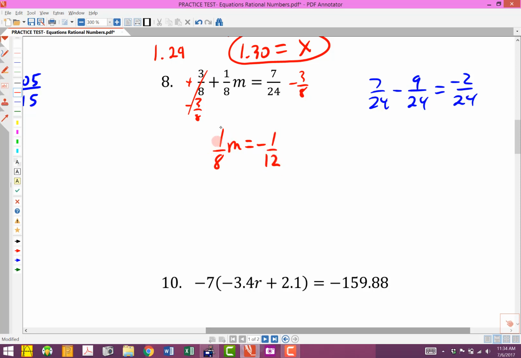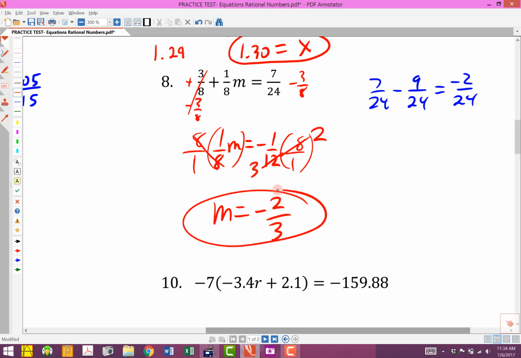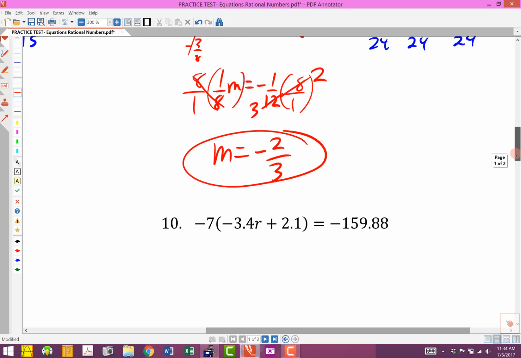And then we're going to get rid of the fraction in front of the variable by multiplying by its reciprocal. Its reciprocal happens to be 8, but again, not a bad idea to put it over 1. Think of everything as a fraction if you've got a fraction in the problem. So we've got an m over here, and let's do a little bit of cross cancellation here. 4 goes in here twice, 4 goes in here 3 times, so the answer on this one would be negative 2 on the top, 3 on the bottom, so negative 2/3.